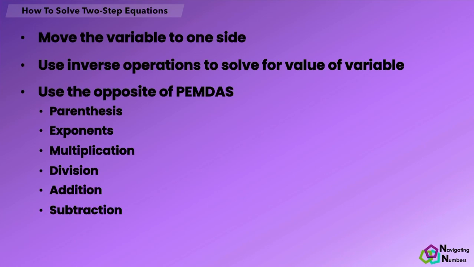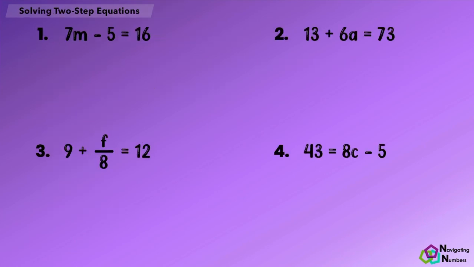So let's take a look at some examples. Number one, we have 7m, or 7 times m, minus 5 equals 16. So here we have multiplication, here we have subtraction, and our equal sign. So we know that this evaluates to 16. So let's find the value of m. So remember, we're working backwards from the order of operations. So we have multiplication and subtraction. We have our variable on one side.